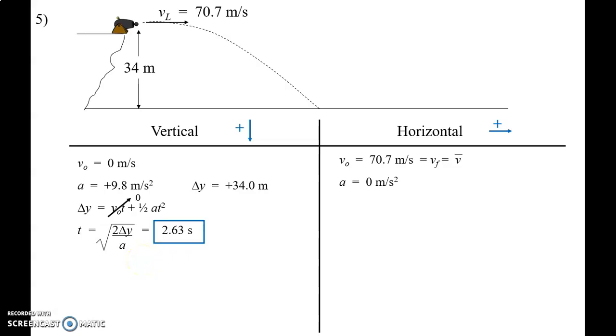Okay, so put your numbers in, and you should get 2.63 seconds. It's obviously a 3 sig fig problem, so you have 3 sig figs in your answer. Now, I did box this in, but let's just consider this for a second, right? We're only on the vertical side. This basically says if you take an object, this cannonball, and drop it from rest to fall straight down 34 meters, it should take 2.63 seconds.